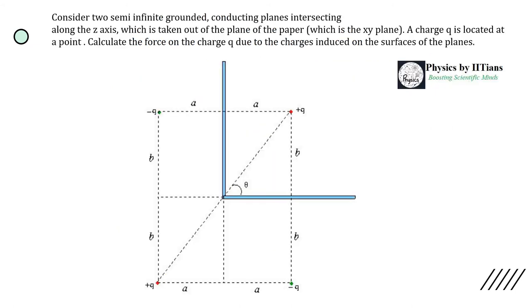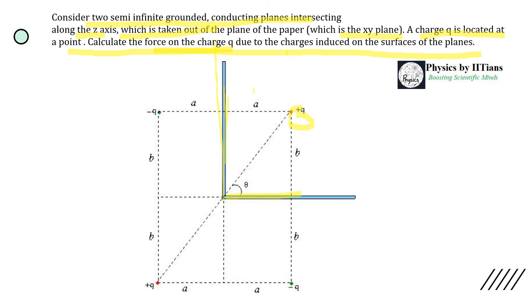Suppose we take an example: consider two semi-infinite grounded conducting planes intersecting along the z axis, which is taken out of the plane of paper, the xy plane. A charge Q is located at a point. Calculate the force on the charge Q due to the charges induced on the surfaces of the planes. So here there are two planar conductors and a charge plus Q, and you have to calculate the force on this charge due to the charges induced on the surfaces of the planes.